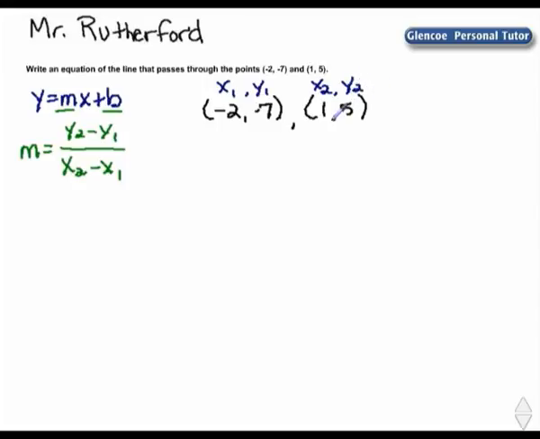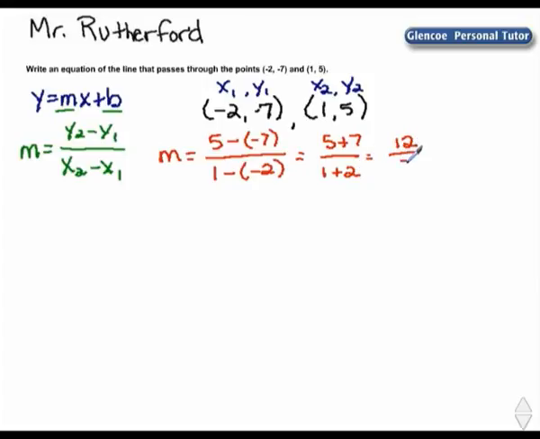Now we need to substitute these values into our slope formula. So we have m equals, our y2 is 5, minus our y1, which is -7, divided by our x2, which is 1, minus our x1, which is -2. Notice here we have a subtraction of a negative both in the numerator and the denominator, so we'll have 5 plus 7 over 1 plus 2, which is 12 over 3, which when divided is equal to 4. So our slope is equal to 4.